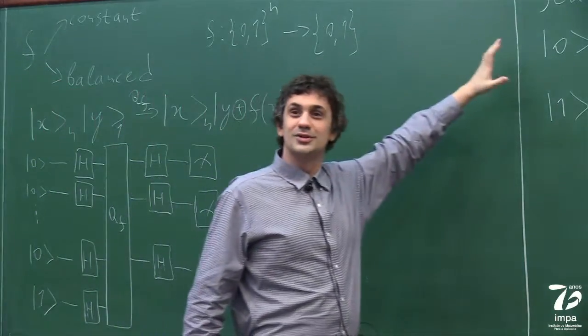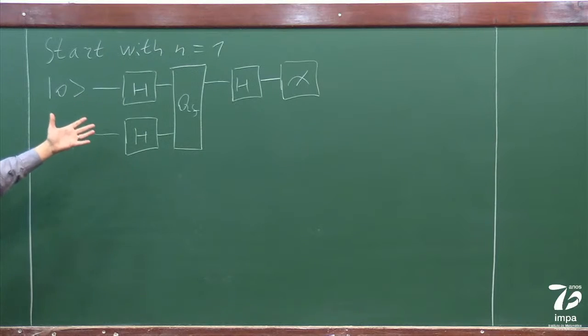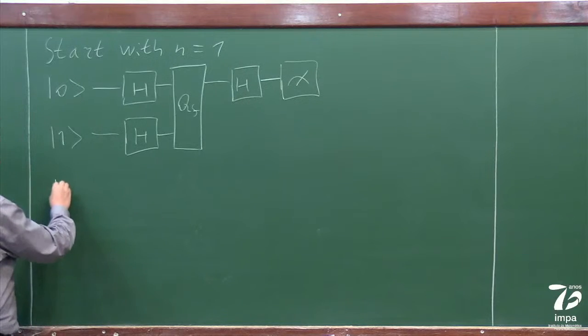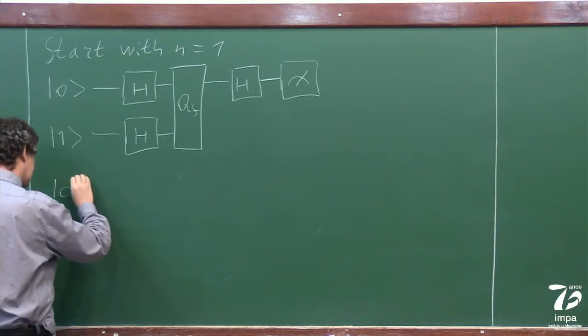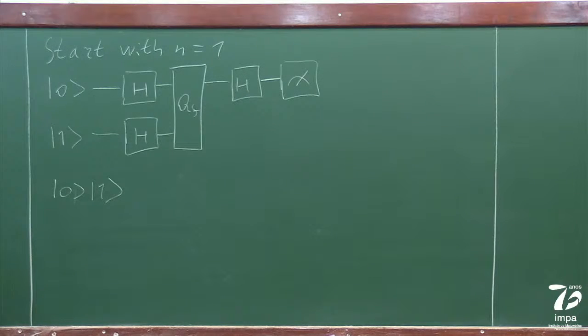Let me first do the calculation for n equal to 1. That's a wonderful story, and even this we will be able to implement later on a real computer. So how can we make the calculation? We start with a state like this, and I write it like this.